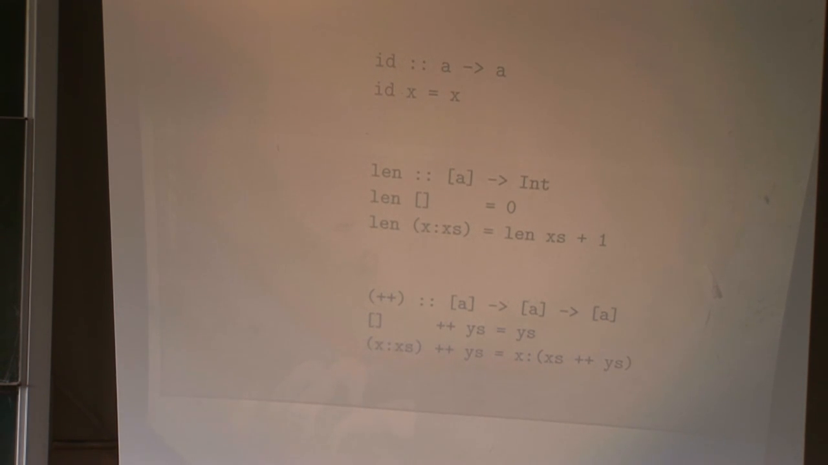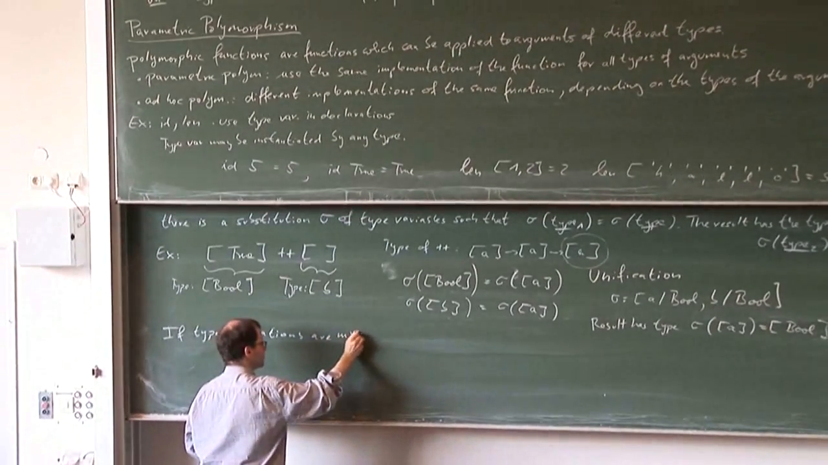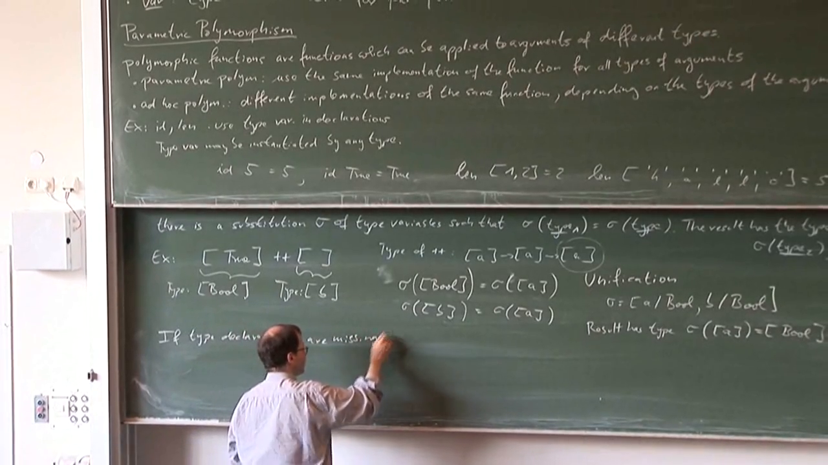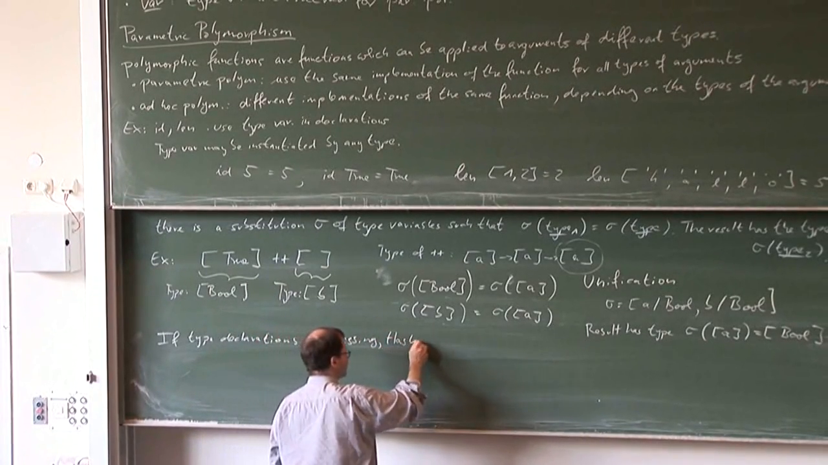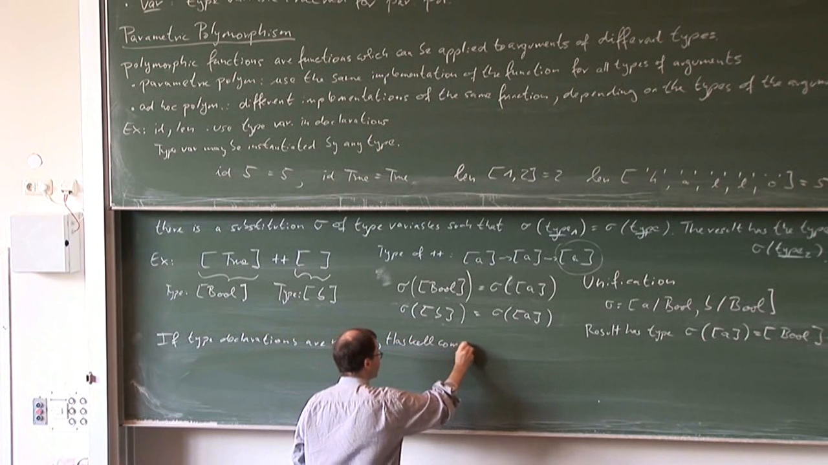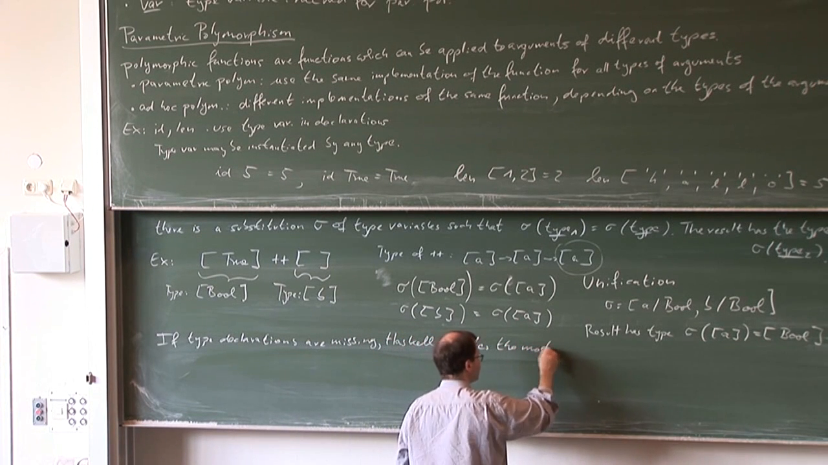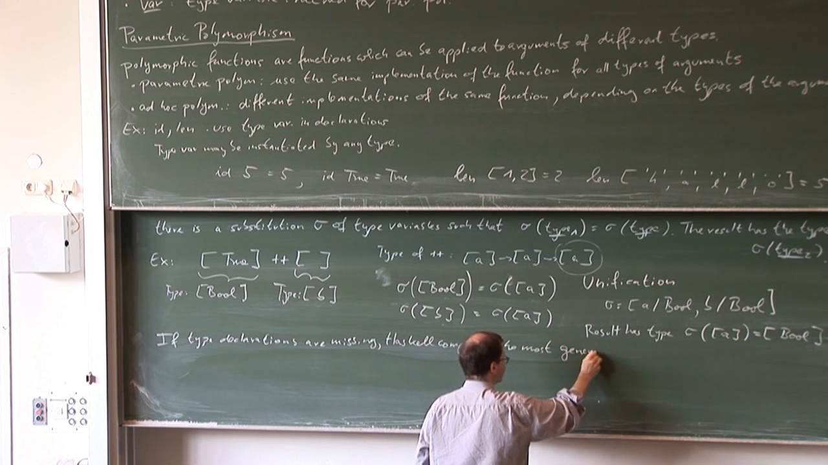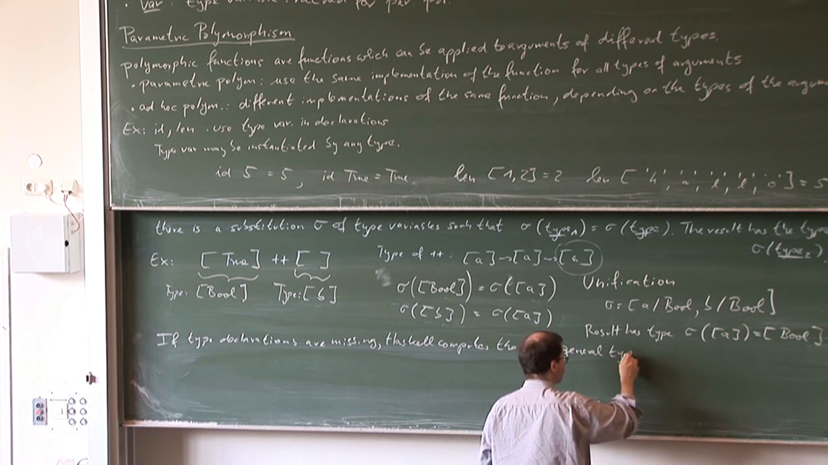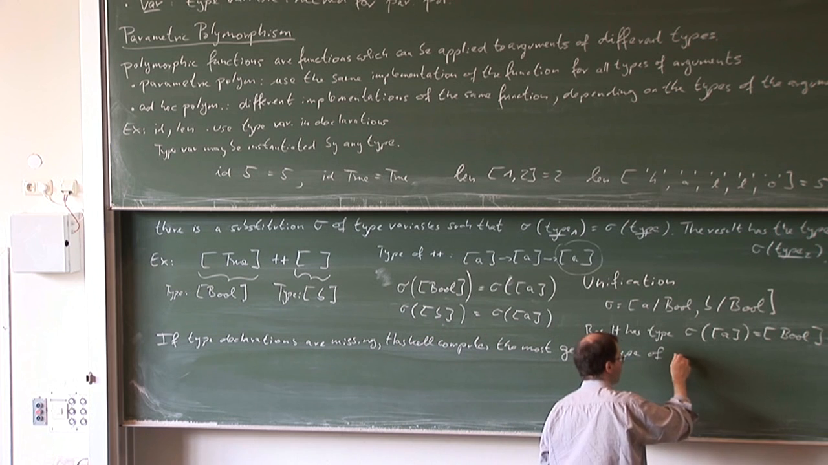So if type declarations are missing, then Haskell computes the most general type of a function or of an expression.